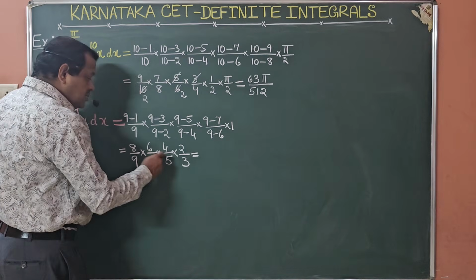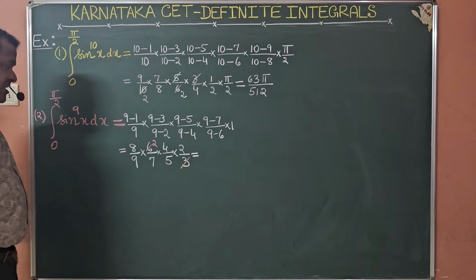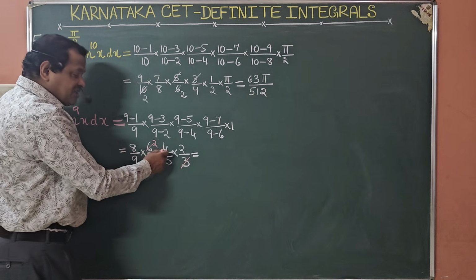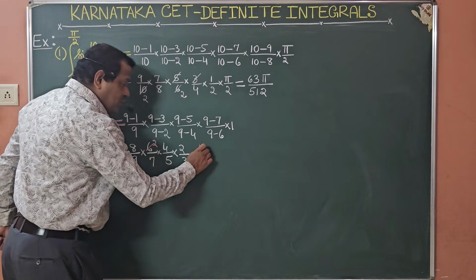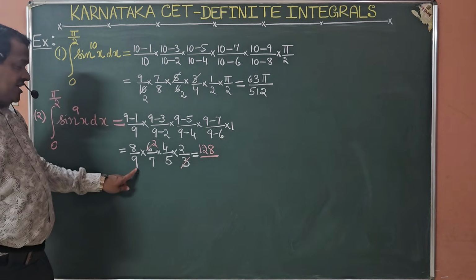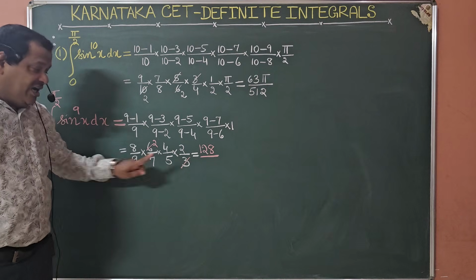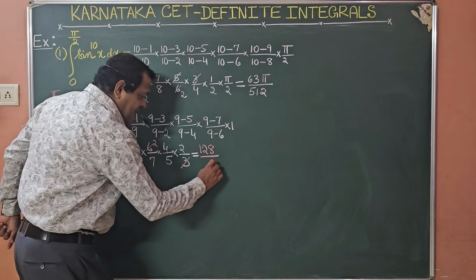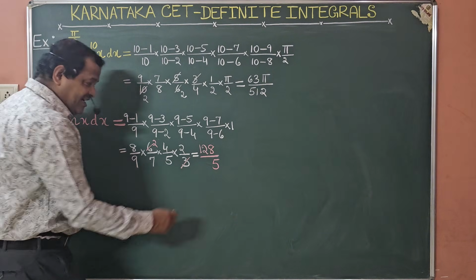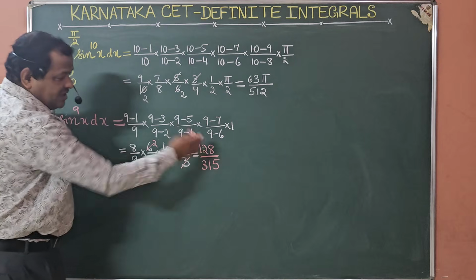Here goes 3 once, 3 twice. And thus we have numerator 8 into 2, 16, 16 into 4, 64, into 2, 128 upon, this is here 9 into 7, 63, and 63 into 5. 5 3s are 15, 1 carry, 5 6s are 30 and 1. So 350. So this is the answer.